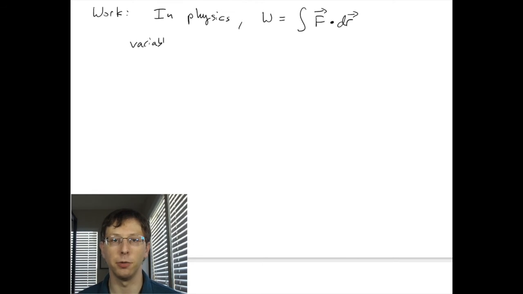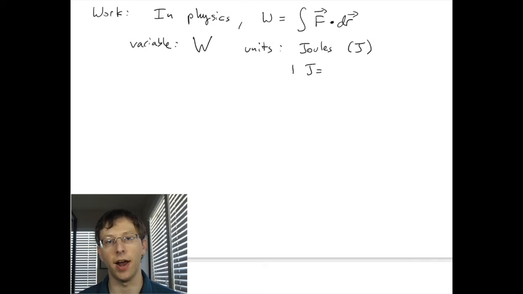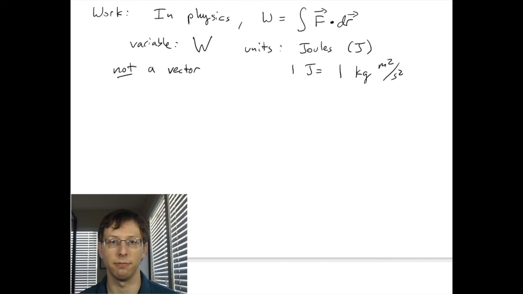For work, the variable is capital W, and the units are called joules, where 1 joule is 1 kilogram meter squared per second squared. And again, just like with newtons, if you stay in SI units, you don't really need to worry about what units joules are. You just know that if you use SI units, you will have joules. Work is not a vector, it's called a scalar. It doesn't have a direction, but it can be positive or negative.